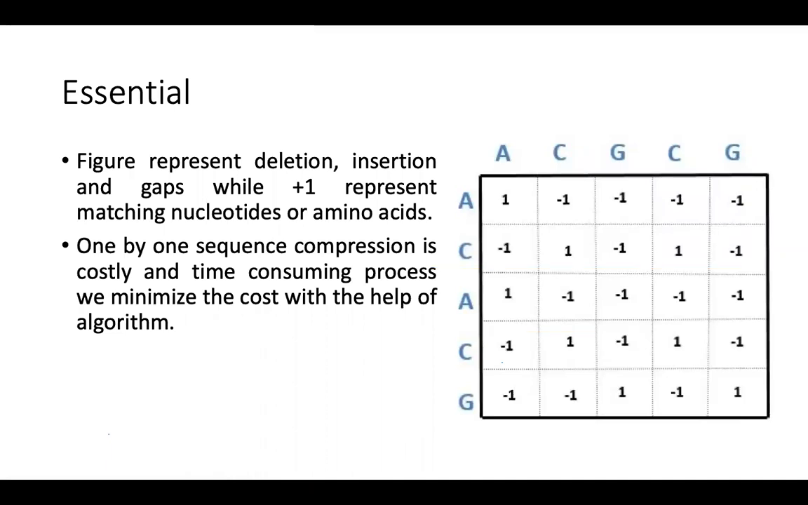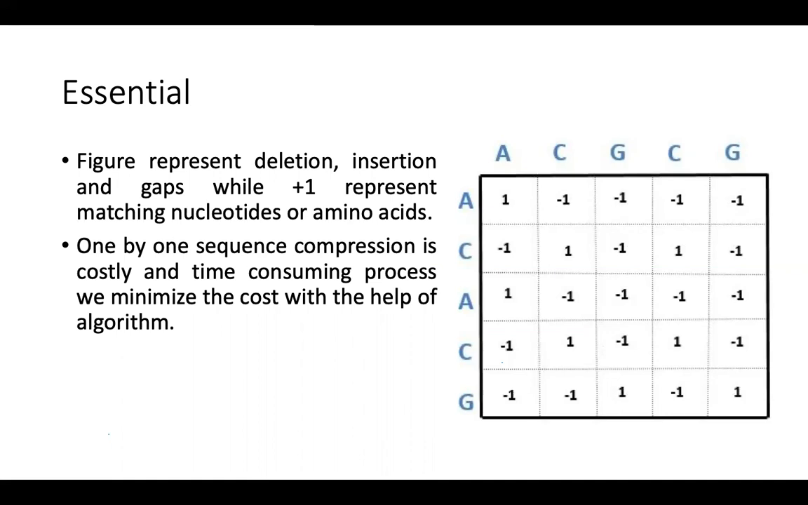This figure represents the insertion, deletion, and gaps, while plus one represents matching nucleotides or amino acids. One by one amino acid sequence comparison is a costly and time-consuming process. We minimize the cost with the help of an algorithm. So you can see in this comparison, unlike a dot plot method, we have assigned plus one to each matching pair and minus one for each mismatch or extension or gap.